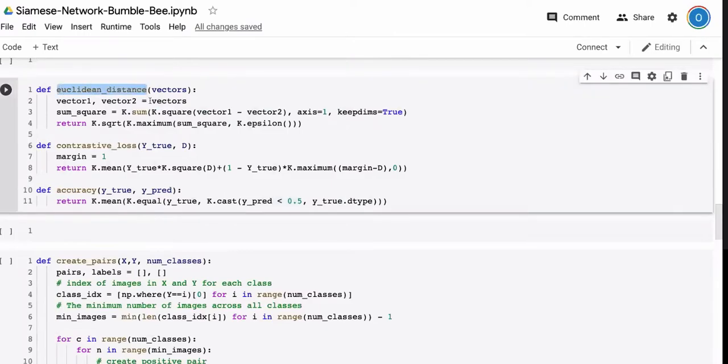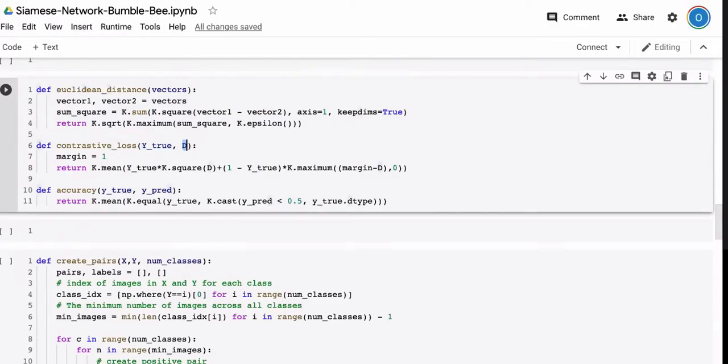So you essentially have two vectors coming out from each of the peers in the architecture of the Siamese network, and then you measure the Euclidean distance between the two and optimize that. The output of the Euclidean distance goes into the contrastive loss, which you use to optimize with the ground truth, the Y true, and the distance D.